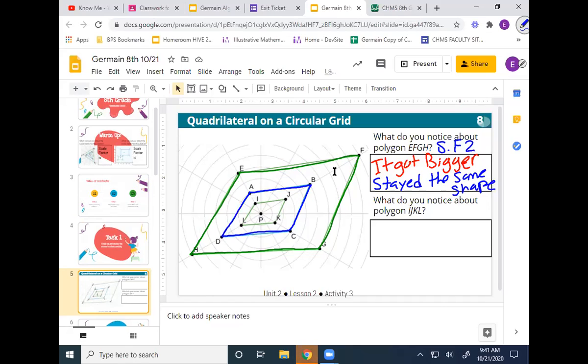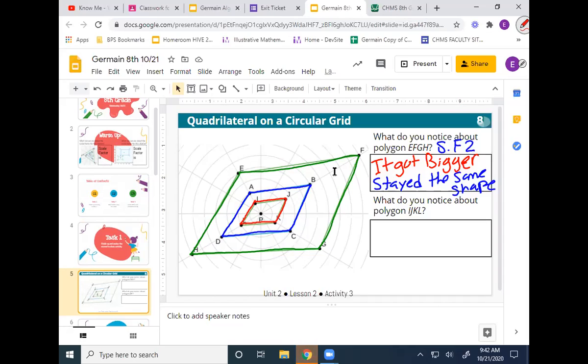So let's get this written down, because when we have a scale factor of 2, we're going to notice that it's going to get bigger, but it's still going to stay the same shape. Good.